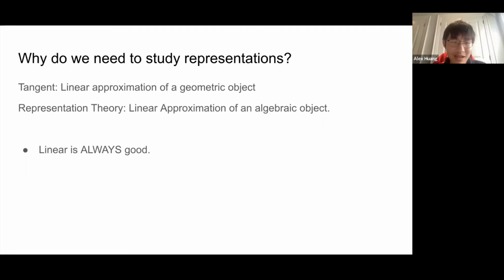Why is linear good? Linear is always good. Why is that? Because if you think about it, when you're working with, for example, the equation of a line, the linear equation, it's very simple and very easy to work with. But once you get to quadratics and polynomials, things get very complicated, right? So representation theory is a tool that lets you reduce a polynomial function to a linear function, which, although it might lose some information, is much easier to work with.